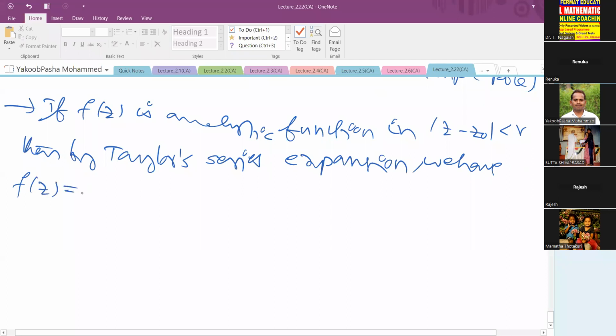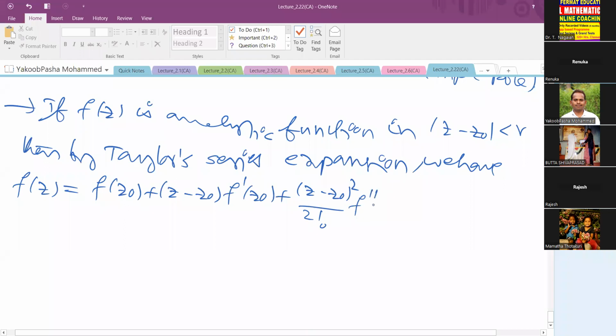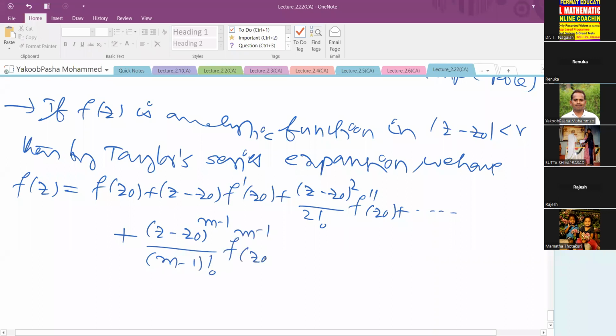f of z can be represented as f of z is equal to f of z naught plus z minus z naught into f dash of z naught plus z minus z naught whole square by 2 factorial into f double dash of z naught plus and so on up to z minus z naught whole to the power of m minus 1 by m minus 1 factorial f m minus 1th derivative at z naught plus, the mth term, z minus z naught whole to the power of m divided by m factorial f mth derivative at z naught plus and so on.